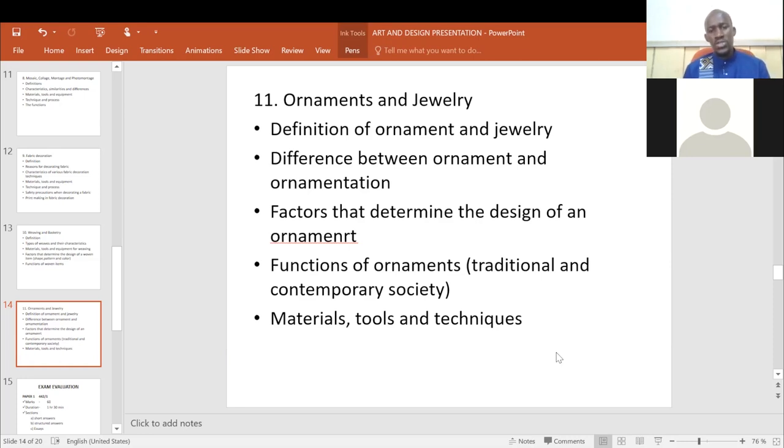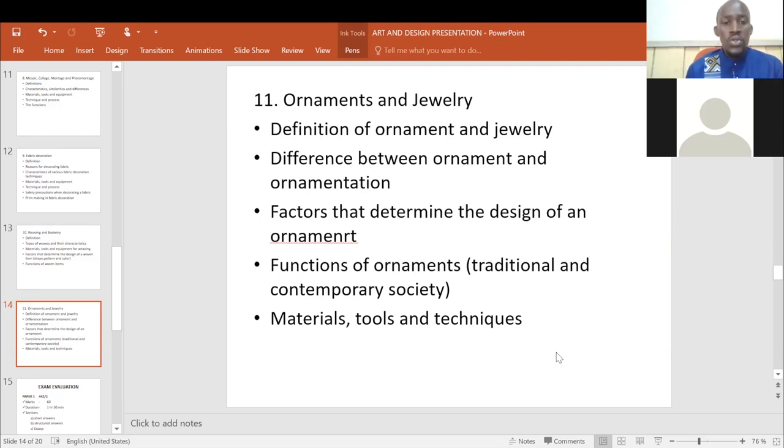Then we have the materials and tools and techniques. The candidates and the learners must be able to understand and highlight the materials used in creation of ornaments and jewelry, the tools required in making the ornaments, and the techniques. What is the technique and the process of creating an ornament or a jewelry?